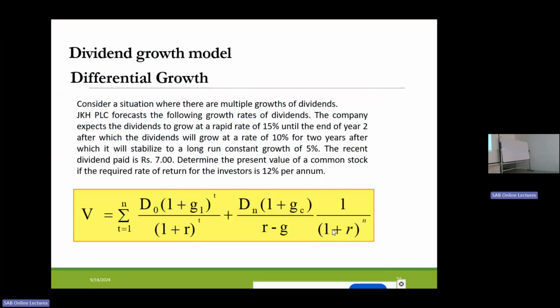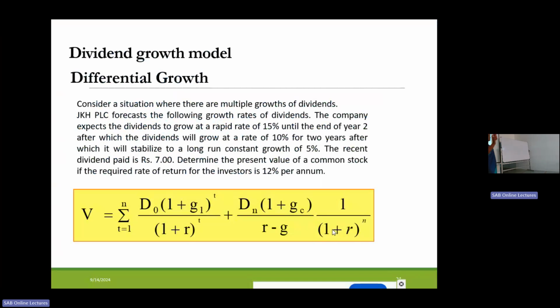The recent dividend paid by the company is 7 rupees. So determine the present value of this common stock if the investor's required rate of return is 12% per annum. This is a combination of constant growth as well as different growth rates. This is very close to what happens in practice. So we'll discuss how to calculate the value.